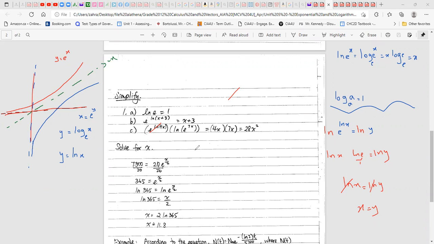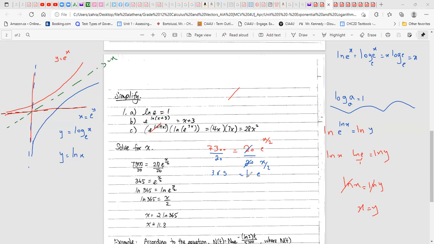Now let's say we want to solve for x. You have an equation like 7,300 is equal to 20 e to the power x divided by 2. You want to solve for x. So first step, you have to divide both sides by 20. So this 20 and this 20 cancel. 7,300 divided by 20 is 365, equal to e to the power of x divided by 2.